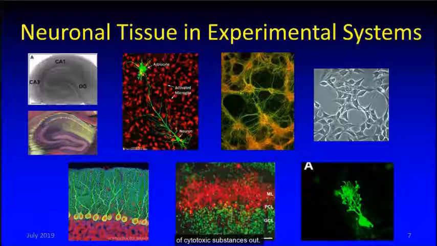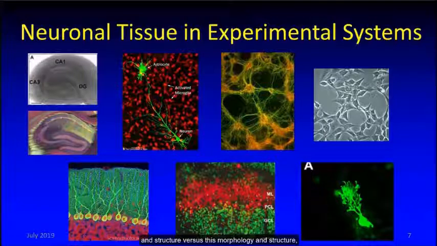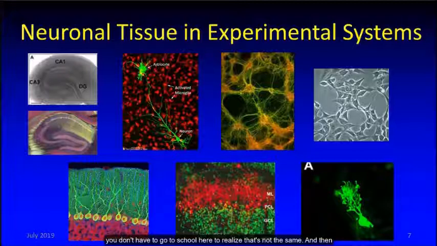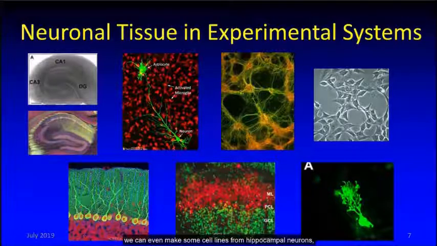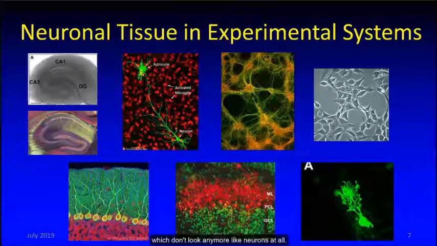So this is a dissociated culture, a long-term culture of hippocampal neurons. This morphology and structure versus this morphology and structure, you don't have to go to school to realize that's not the same. And then we even make some cell lines for hippocampal neurons, which don't look like neurons at all anymore.